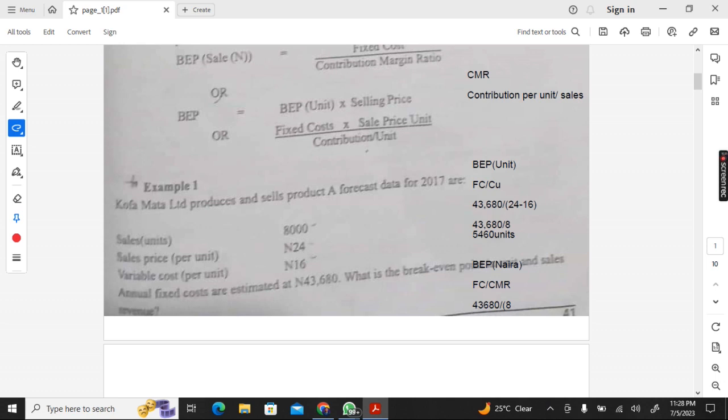Now we are not using this sales here. Are you with me, ma? The sales we are using here is sales price per unit. This particular 8,000 is not in naira, it is in units. So we're not making use of this 8,000 in units. That means that the company sells 8,000.